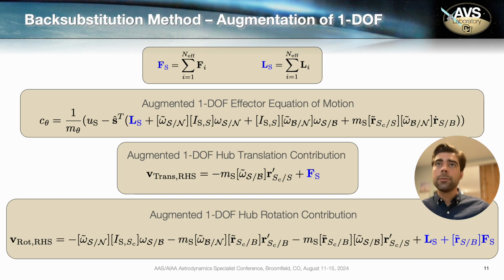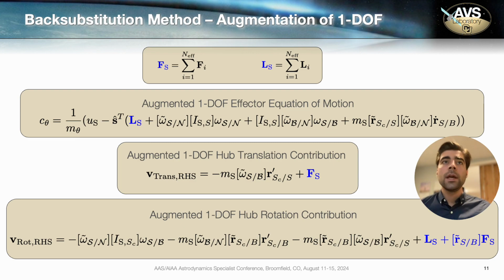And if we take a little bit deeper look at this, we fleshed it out here and in the paper, just showing the final results here, worked for a 1 degree of freedom rotating robotic arm. So we get, for starters, summing over any forces and torques applied to this robotic arm as this F sub S and L sub S. And then we first apply them in our augmented 1 degree of freedom effector equation of motion.